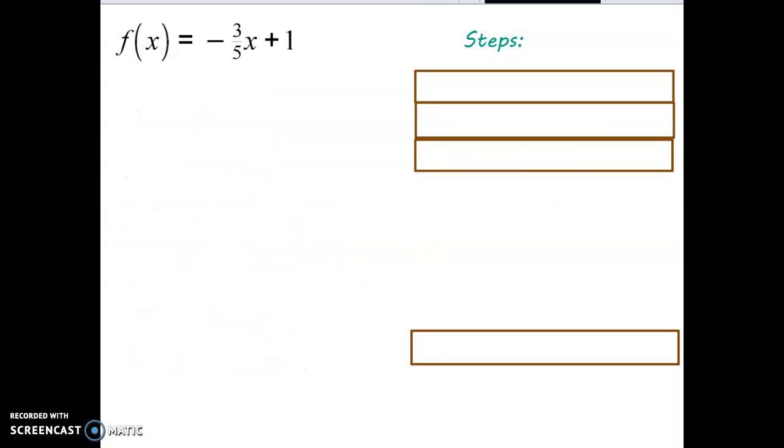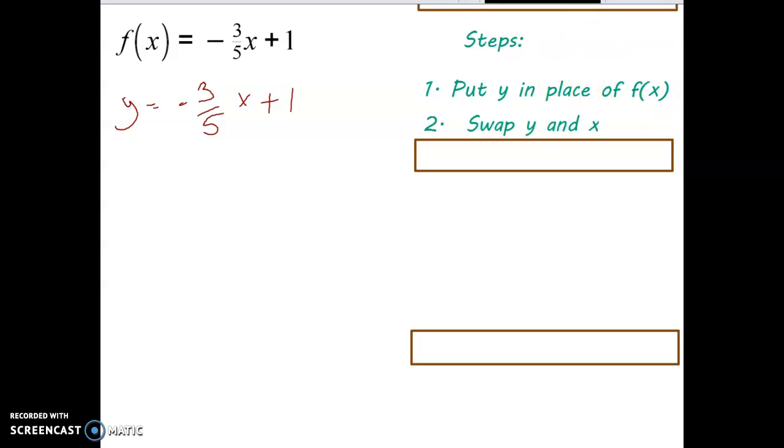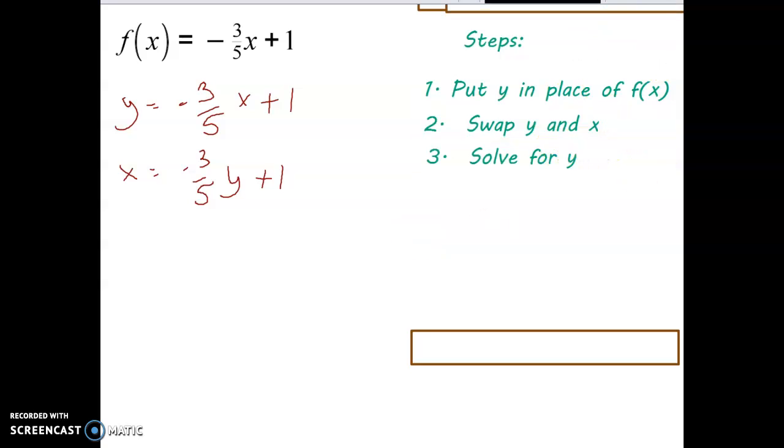All right, let's do another one with a fraction so we can practice that. All right, step 1, put y in place of f of x. That doesn't change anything else, just swapping out the f of x. All right, step 2, swap the x and the y. So again, I'm just rewriting right here. I'm not actually solving anything at this point. All right, step 3, let's get y by itself. Let's solve for y. So I'm going to subtract 1 on both sides.